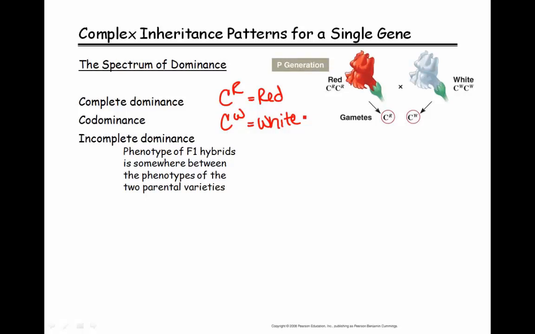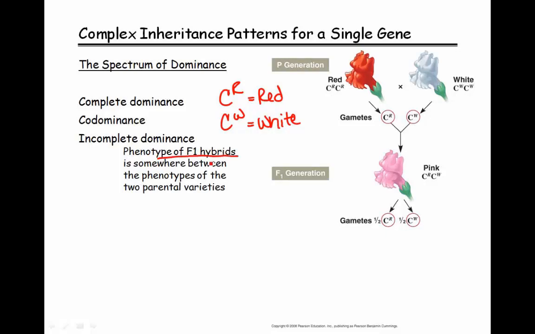Now, if we were to take these parents and cross them with each other, from the CR parent, we're always going to get a gamete that has CR, and from the white parent, we're always going to get a gamete that has CW. So if we put these together, the F1 is going to be heterozygous, but as you can see in this picture, it doesn't look like either one of the two parents. We had a red parent and a white parent, and now we have an offspring that is pink. So this is what we mean when we say that the phenotype of the F1 hybrids is somewhere in between what the phenotype of the two parents was.